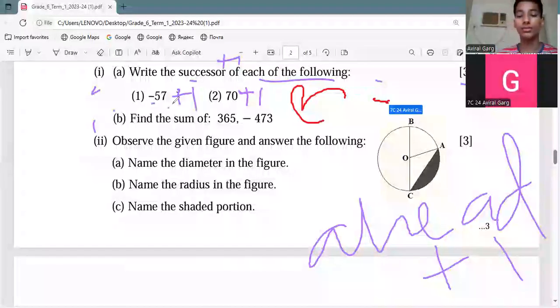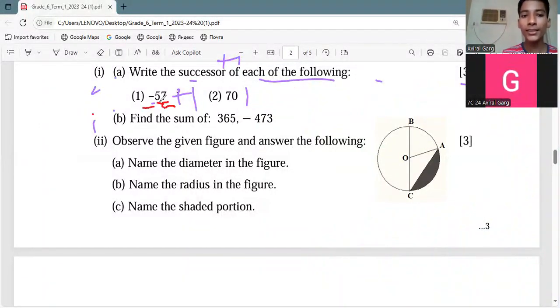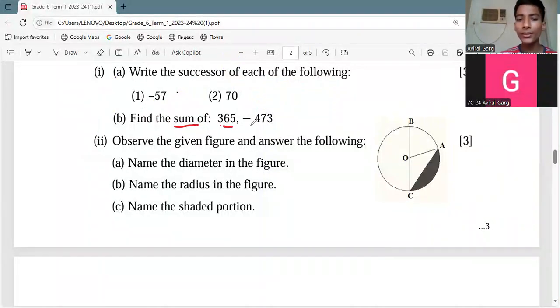Next question. This is minus 56 and this is 71. We just added 1 to each of the following. Find the sum of 365 and minus 473. Very important question.